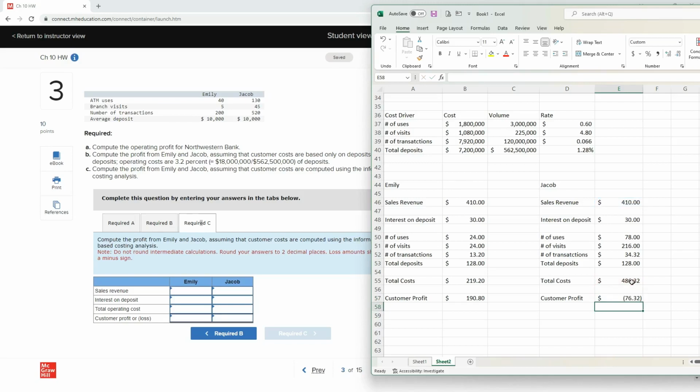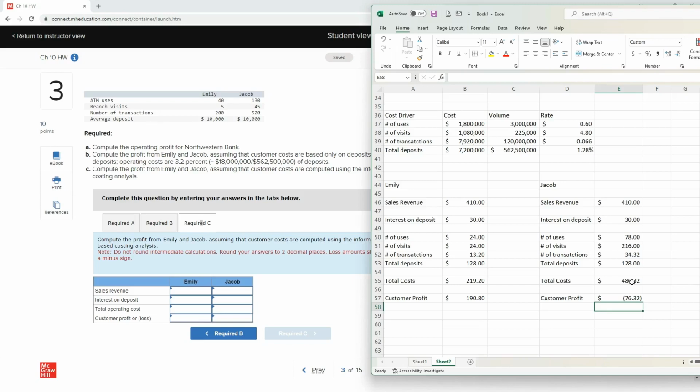So you compare that to what we did in B. In B, it showed that both customers were profitable, but further analysis in C shows us that we are actually making more profit off of Emily than we originally thought, but Jacob is not profitable. We're actually losing money on him because he's using the ATM quite a bit and he visits the branch quite often. So those interactions are costing the bank more money.